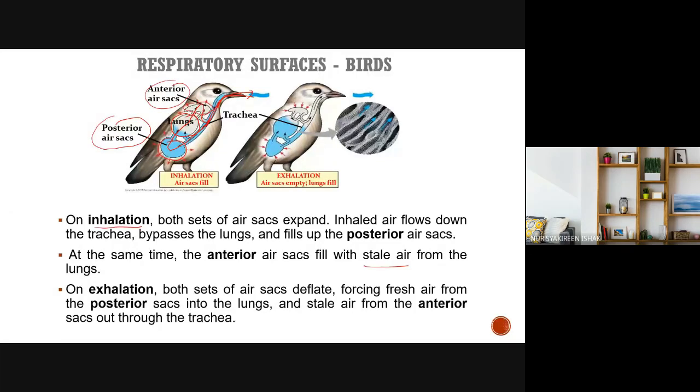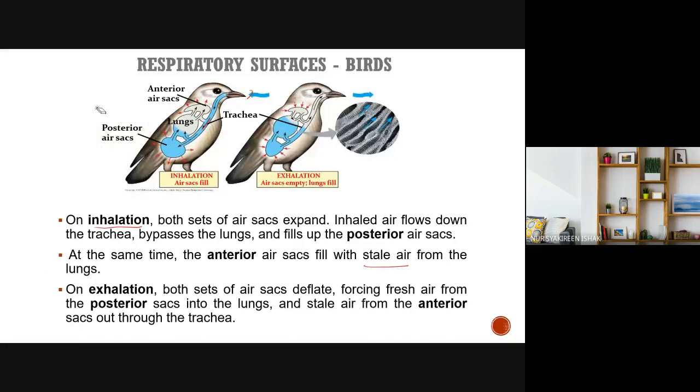Okay, so on exhalation, both sets of air sacs deflate, forcing fresh air from the posterior sac into the lung and stale air from the anterior out through the trachea. So kita tengok balik semula, kat sini. Saya padam dulu apa yang saya conteng kat sini.